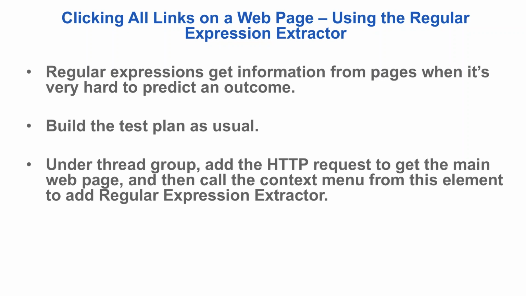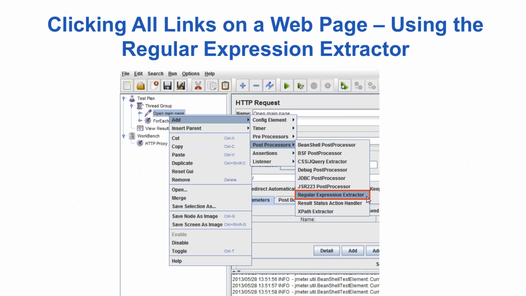For example, in this case, we'll just use the JMeter homepage, which is www.jmeter.com. And then under the thread group, add the HTTP request to get to the main web page, and then call the context menu from this element to add the regular expression extractor as shown in this next slide right here.